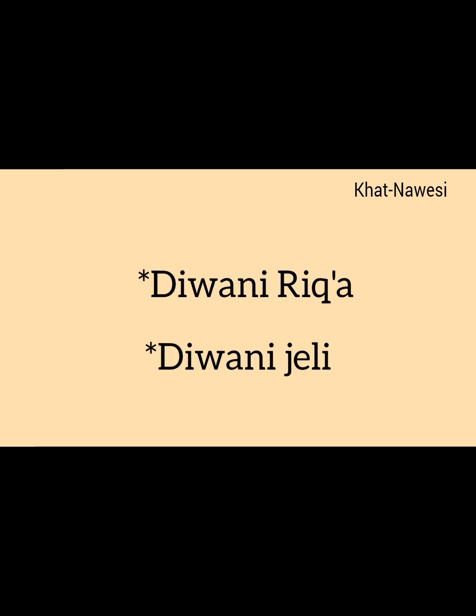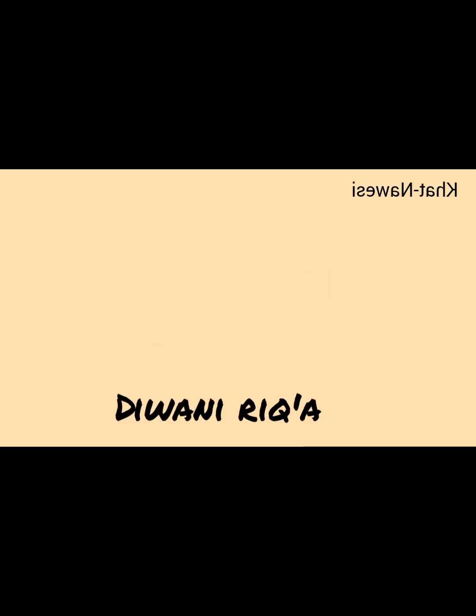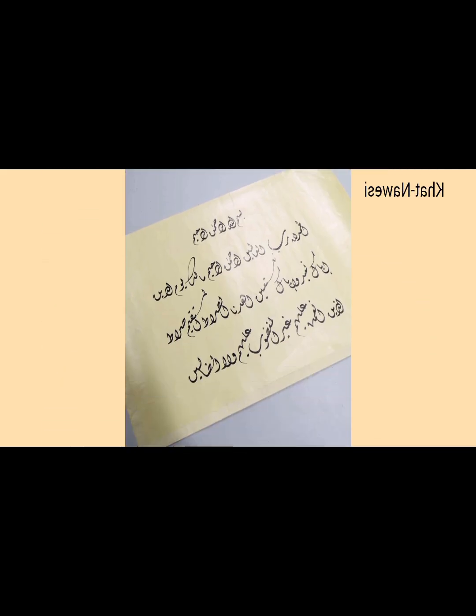The Diwani script divides into two main types, Riqa Diwani and Jali Diwani. The Riqa Diwani is the style which doesn't have any decorations, and its lines are straight except for the lower parts of the letters. It's very similar to the Khat Riqa, and it's further divided into Khat Usmani, Misri, and Baghdadi types with slight variations.